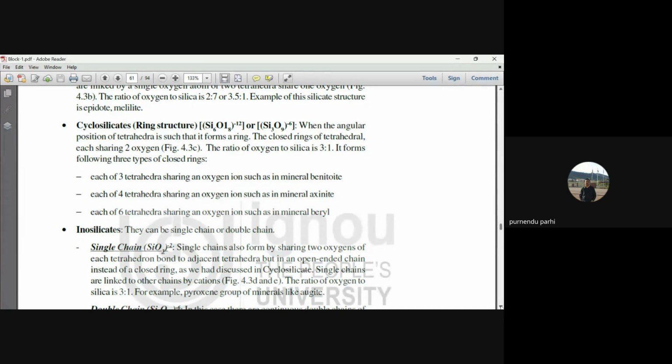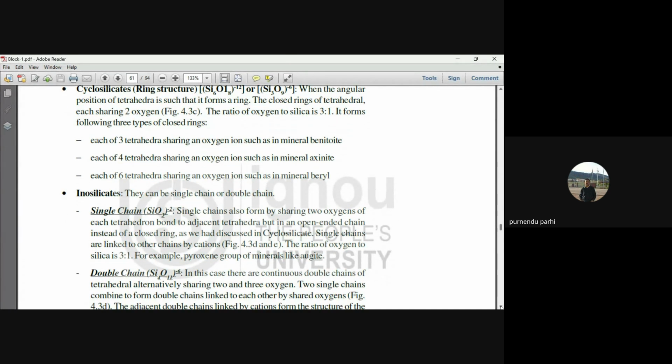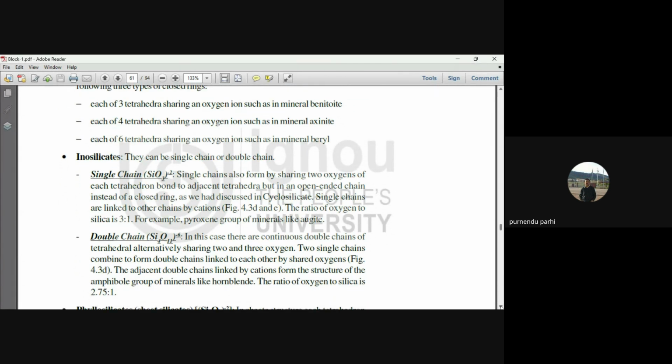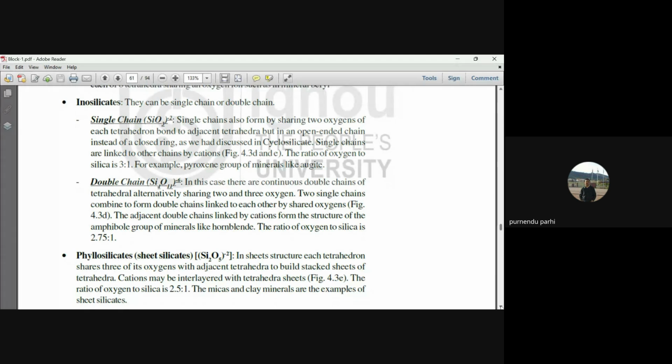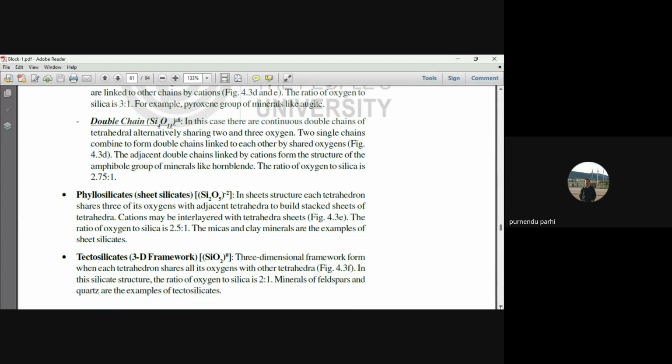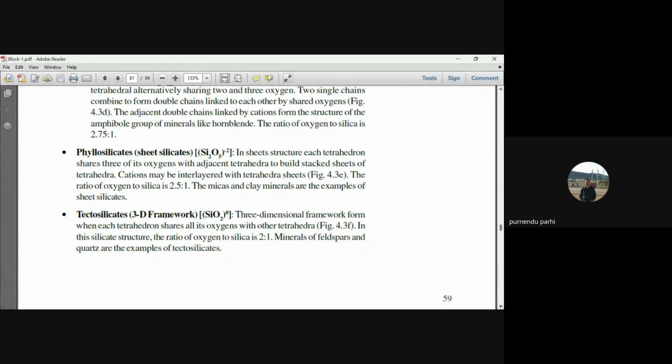Inosilicates: single chain silicate SiO3 2-, double chain Si4O11 6-, then phyllosilicates Si2O5. So all of these are silicon and oxygen, and oxygen is bonded with other silicon atoms. Then the tectosilicates, SiO2: a three-dimensional framework formed when each tetrahedron shares all its oxygens with other tetrahedra. In this silicate structure, the ratio of oxygen to silica is 2 to 1.